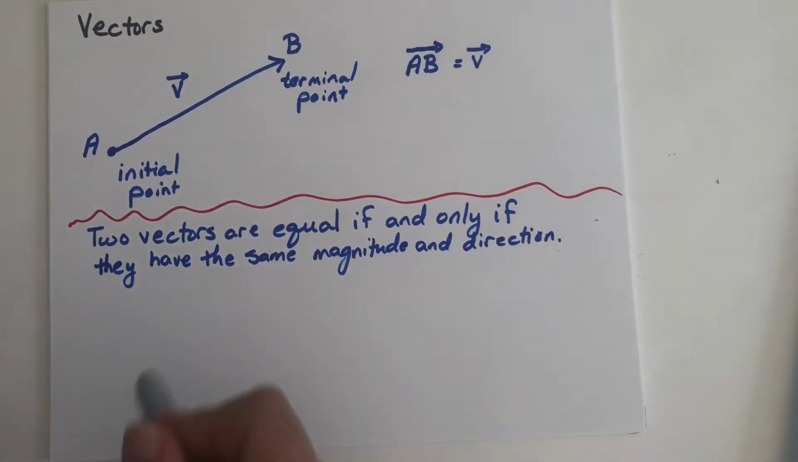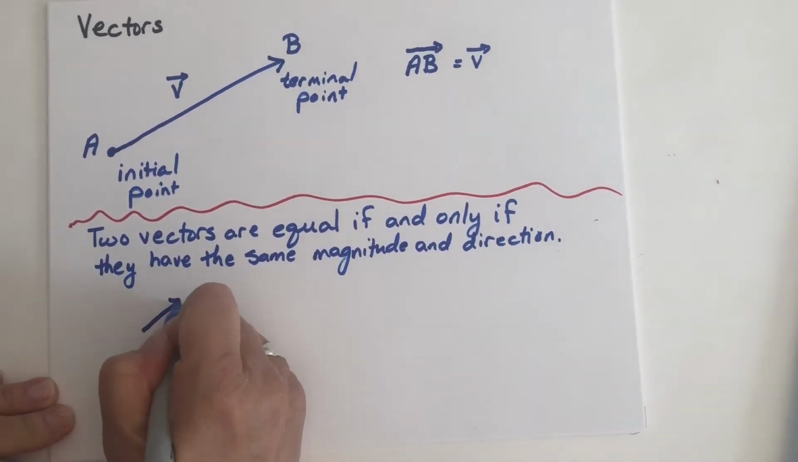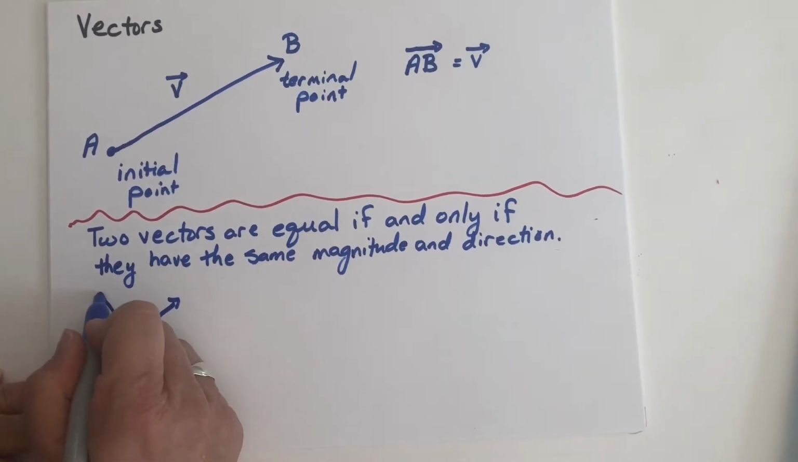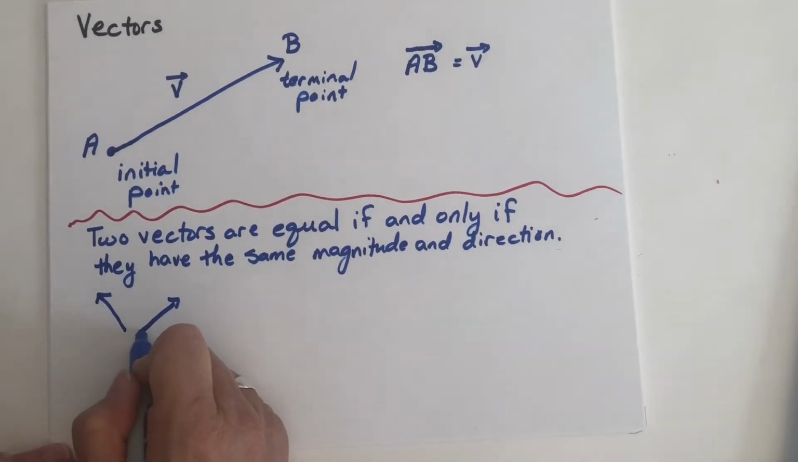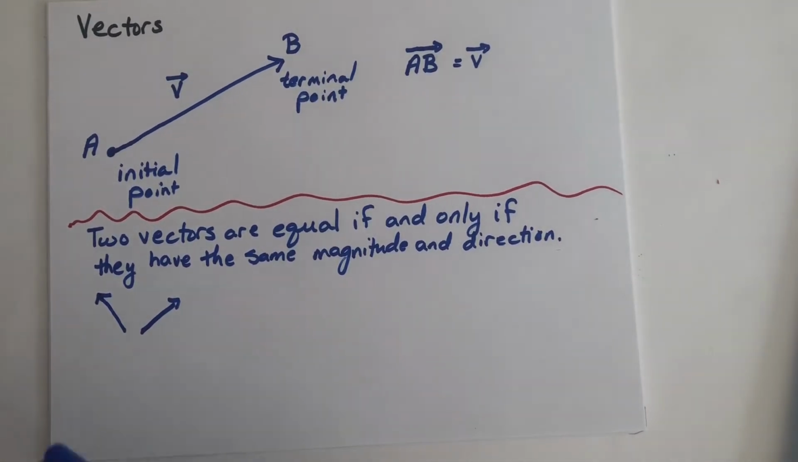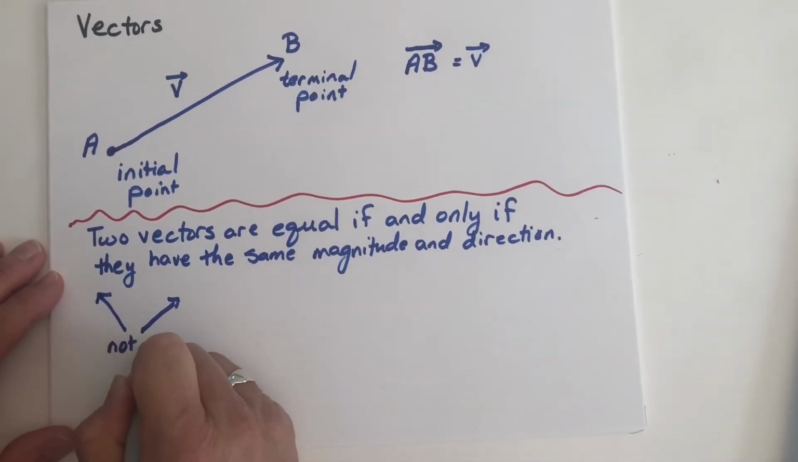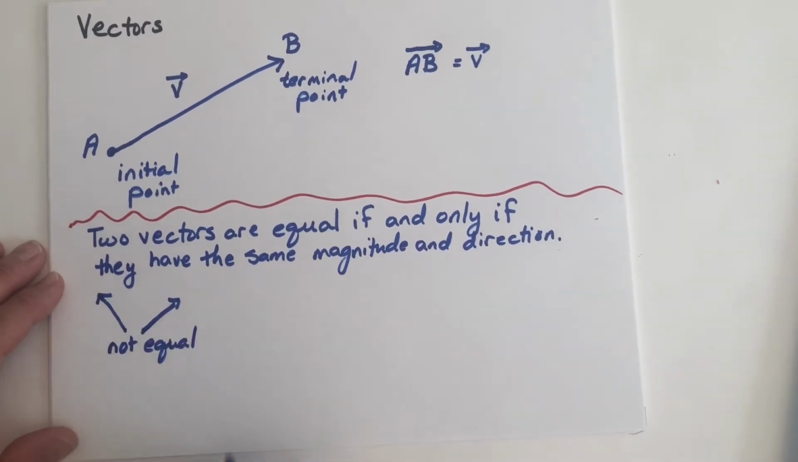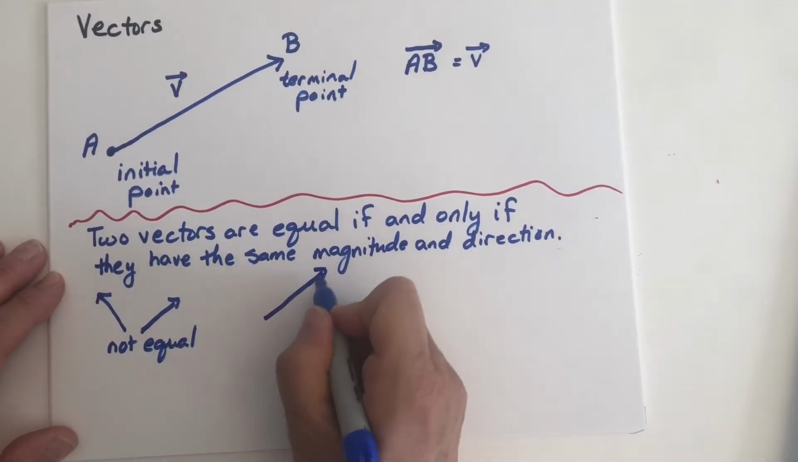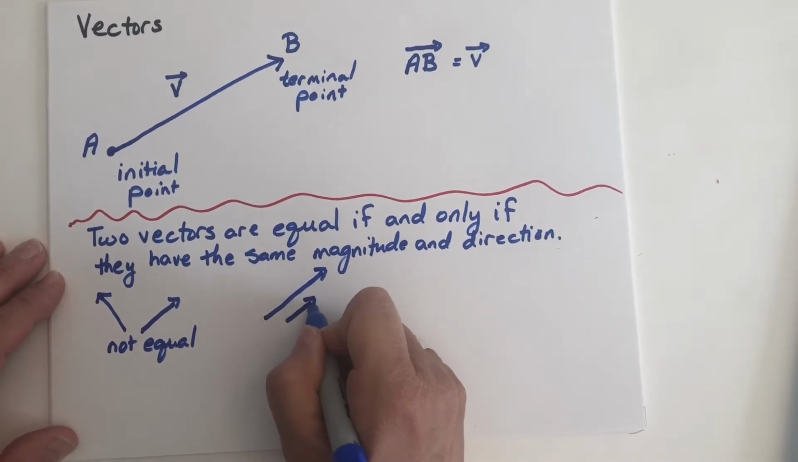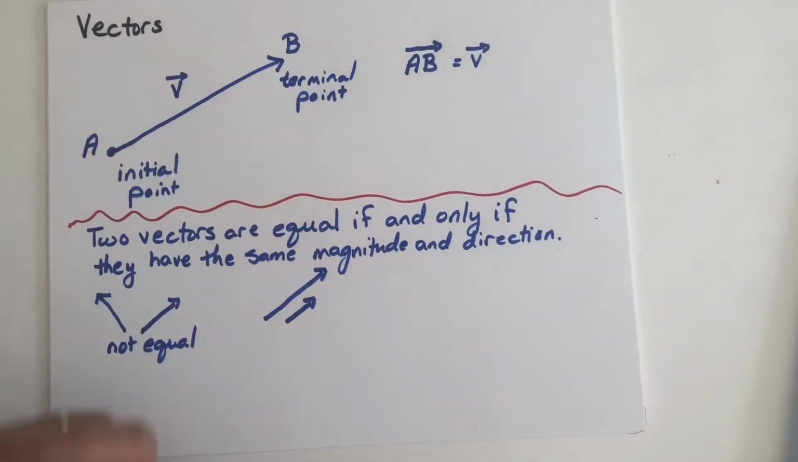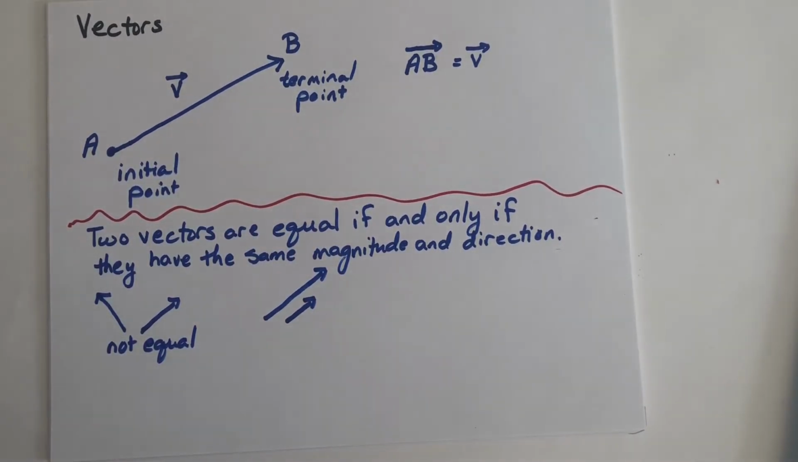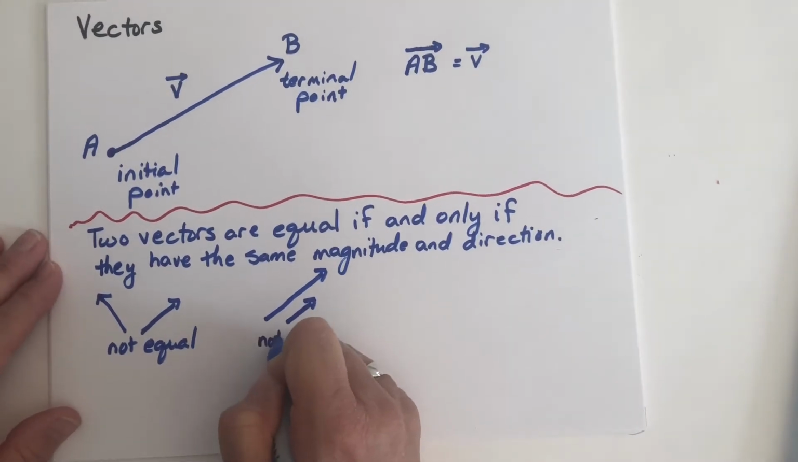If we look at these two vectors, this vector here and this vector here. Now I tried to draw them the same length because the length represents their magnitude, but they aren't in the same direction, so these would not be equal. Or this vector and this vector. Now they're both heading in the same direction, but their lengths are different, which means their magnitudes are different. So again, they're not equal.